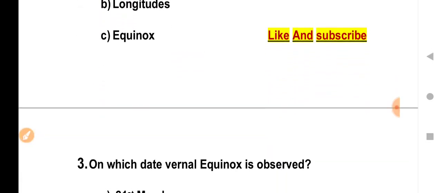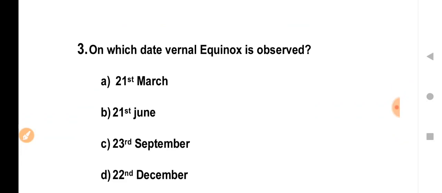Next, on which date is the vernal equinox observed? And the answer is A, 21st March.